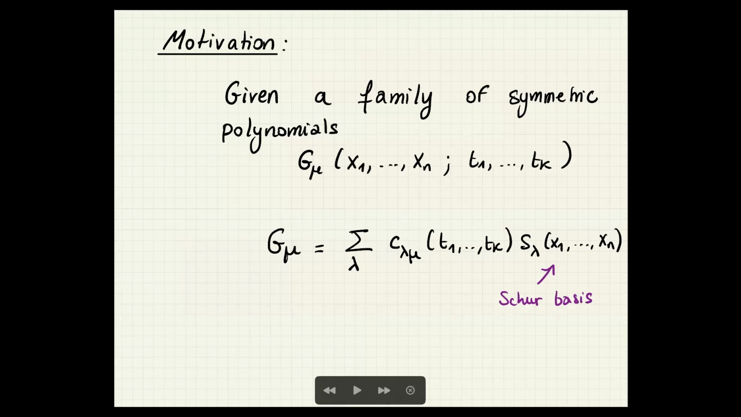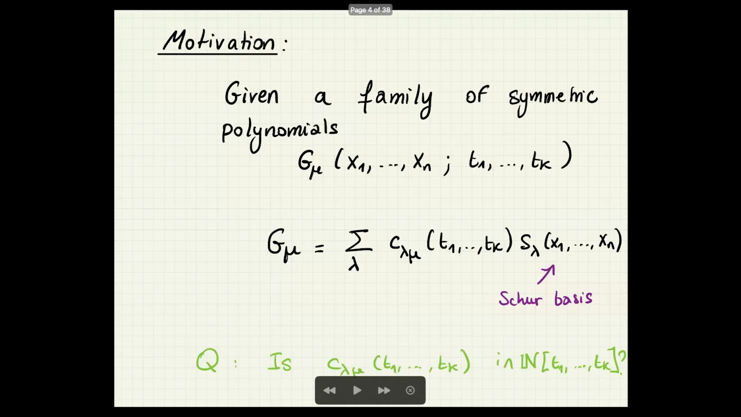That's a basis that's also indexed by partitions. So that's a basis of the symmetric polynomials. And I want to look at the coefficients when I do the expansion of my family G mu in the Schur basis.